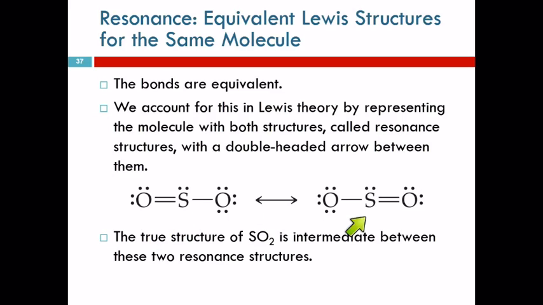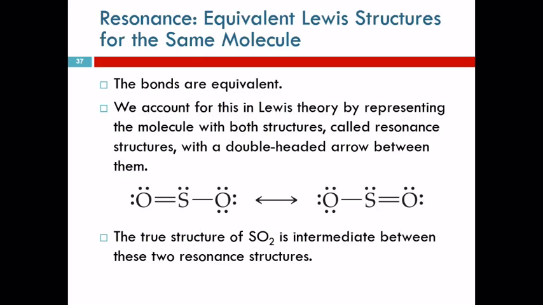So we would draw these with a double-headed arrow in between, and that's what we use to indicate resonance. Lewis structure does not have a way to draw that intermediate average between the two. It just doesn't. This is another drawback of the Lewis theory. But to get around it, this is what we do. You can have more than 2 resonance structures. There are compounds that have 3 or 4.